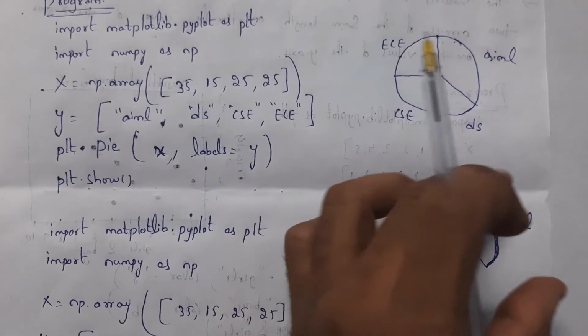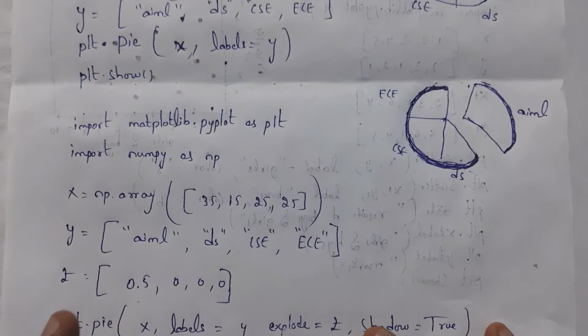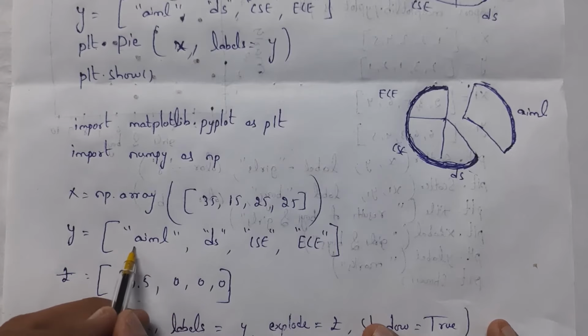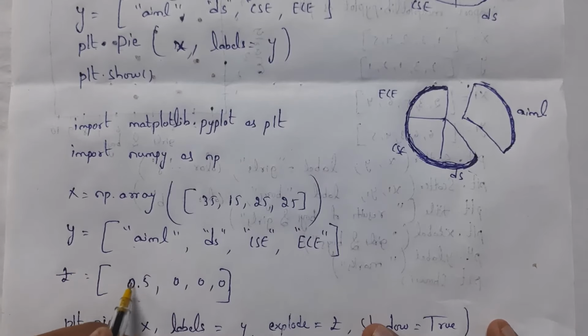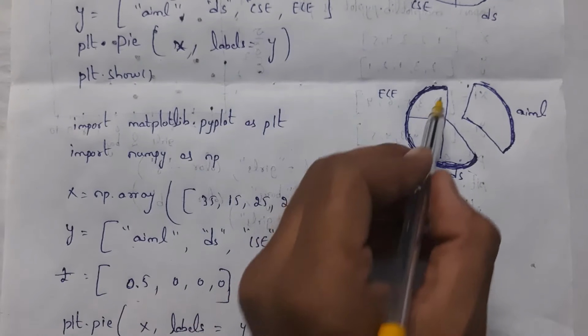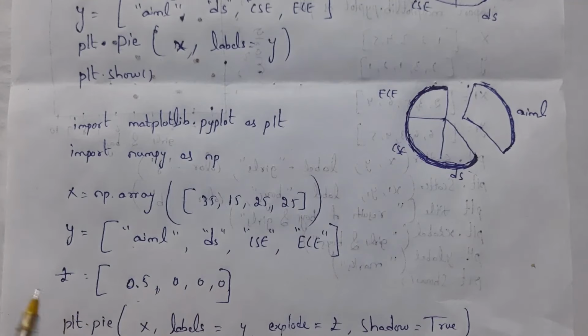This is one more example. I just want to explode this AML part. Explode is nothing but separate. I want to represent this AML part separately. So same example, just take another variable z equal to, I want to separate only AML part. So separation is 0.5, so gap is 0.5, comma, I don't want to separate the remaining parts, so I took 0, 0, 0.